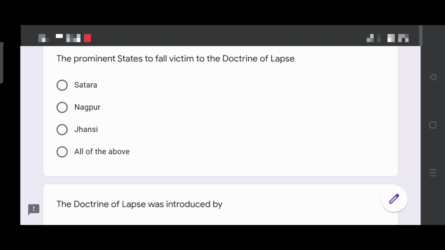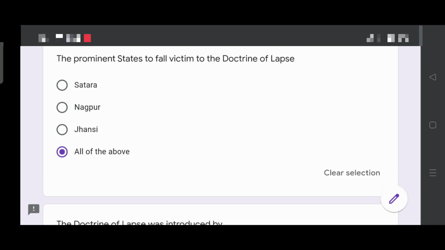Question 1. The prominent states to fall victim to the doctrine of lapse: Satara, Nagpur, Jhansi, all of the above. All of the above is the right answer. The doctrine meant that when a ruler of a dependent state died without a natural heir, the state passed back to the English company, and Satara, Jhansi and Nagpur fell victim to the doctrine.